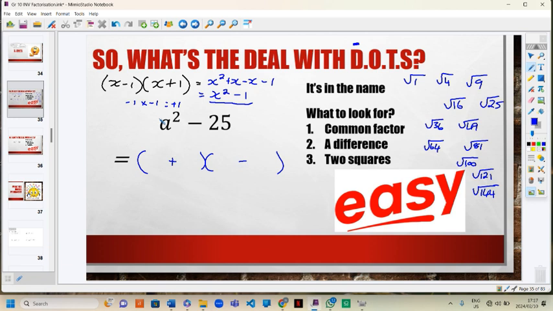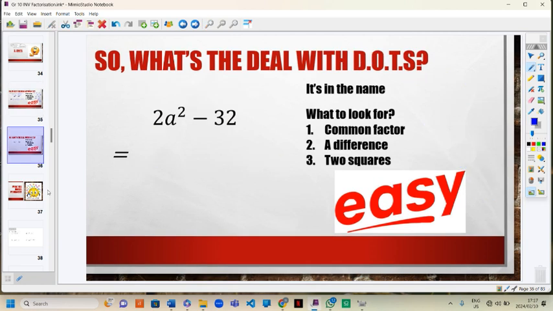Now, what's the square root of the first term? What's the square root of x squared? Good, it's just x, so the x's go to the front. Square root of x squared is x and x. And what is the square root of 25? 5 and 5. And there we go, finished. Easy peasy, lemon squeezy. Hope that makes sense. If it doesn't, just rewind the video and maybe watch it again.